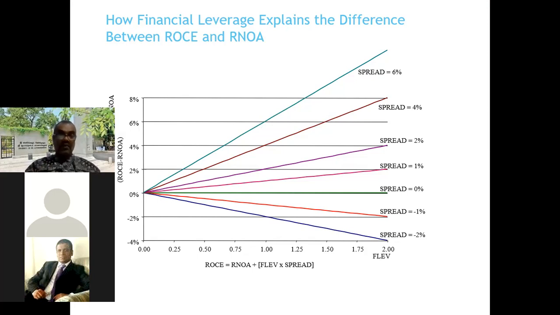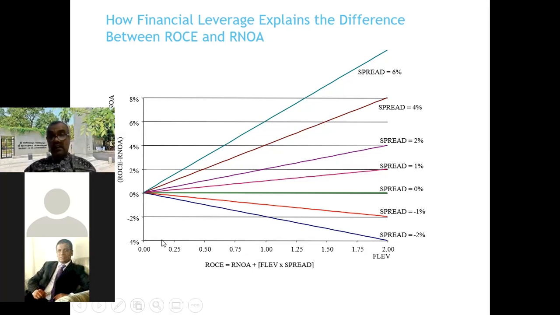A little bit different. So how do you get it? 0.25 into 6 means 1.5, so it increases by 1.5. If the leverage is 1 when the spread is 6, 1 into 6, therefore the difference between ROCE and return on net operating assets should be 6. That is why it is somewhere exactly here. You can check: when the financial leverage is 1, automatically the difference becomes 6.